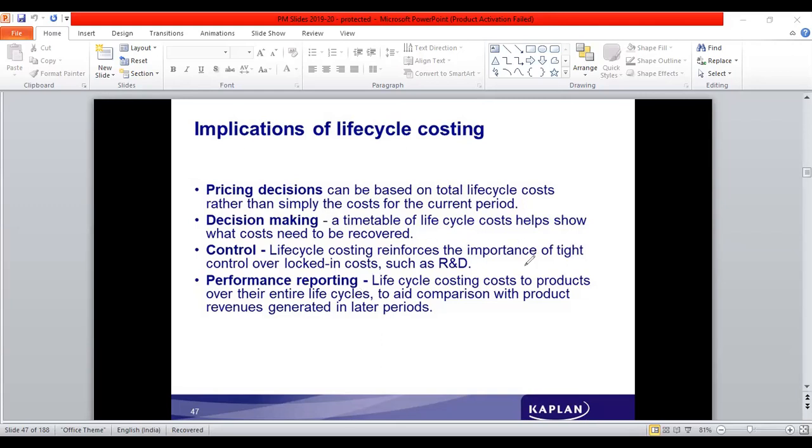So here it says costs are attributed to products over the entire life cycle to aid comparison with the product's revenue generated in later periods. So if they adopt life cycle costing, then it gives them a possibility to look into what is the revenue which is generated in every stage, especially the later stage when the revenue actually decreases. But the revenue which is earned from deciding the selling price according to life cycle costing helps them to meet those costs also. Okay, so that is about the performance reporting.